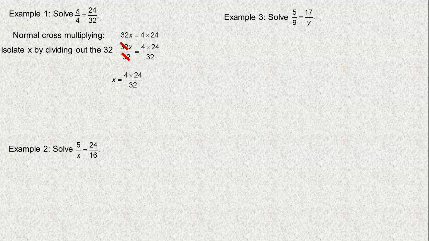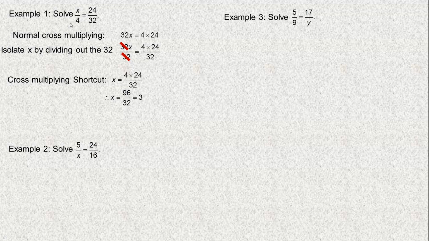But you see, the shortcut says that my x here is the product of 4 and 24 divided by 32, because 32 is what is diagonally across from the x. And so 4 times 24, that's the 96, and if I divide 96 by 32, I get 3. So in the cross-multiplying shortcut, we will go directly to here and not worry about either of these two lines. So x is the product of 4 and 24 divided by 32. Evaluate it, x is 3.